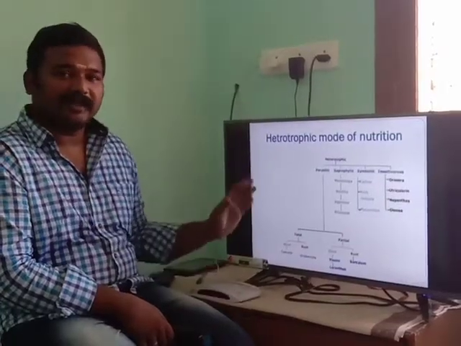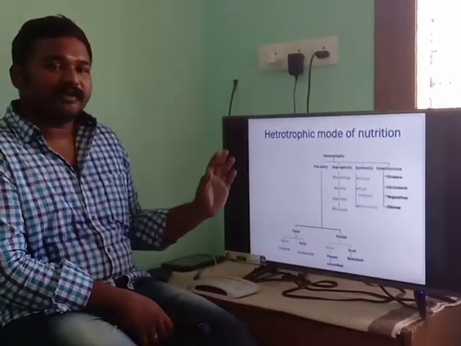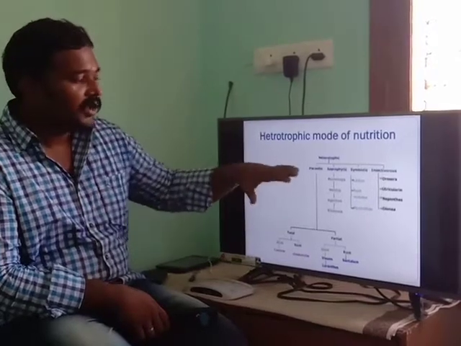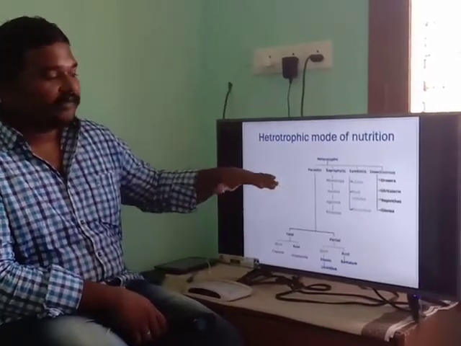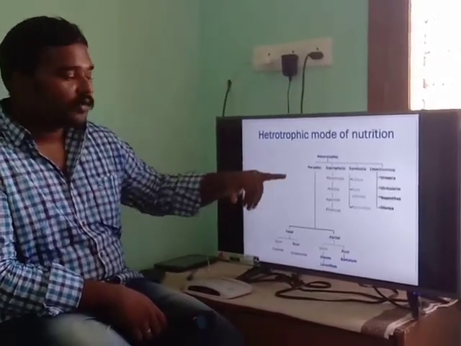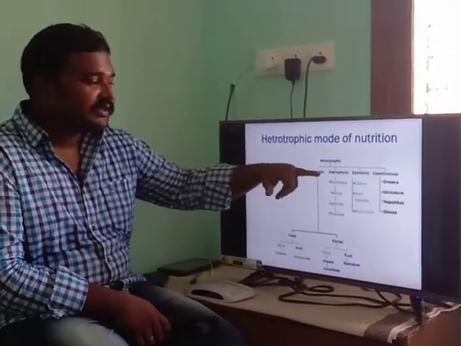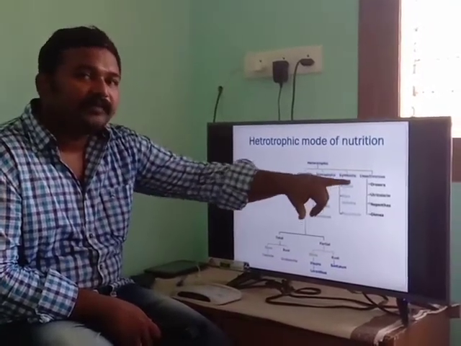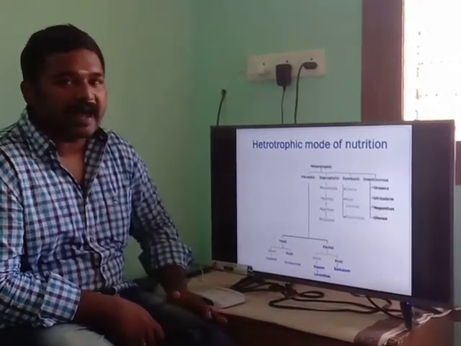So far we have seen the autotrophic mode of nutrition. Now we are going to see the heterotrophic mode of nutrition. In the heterotrophic mode of nutrition, we have 4 types. First one is parasitic, second one is saprophytic, third one is symbiotic, fourth one is insectivorous plants.